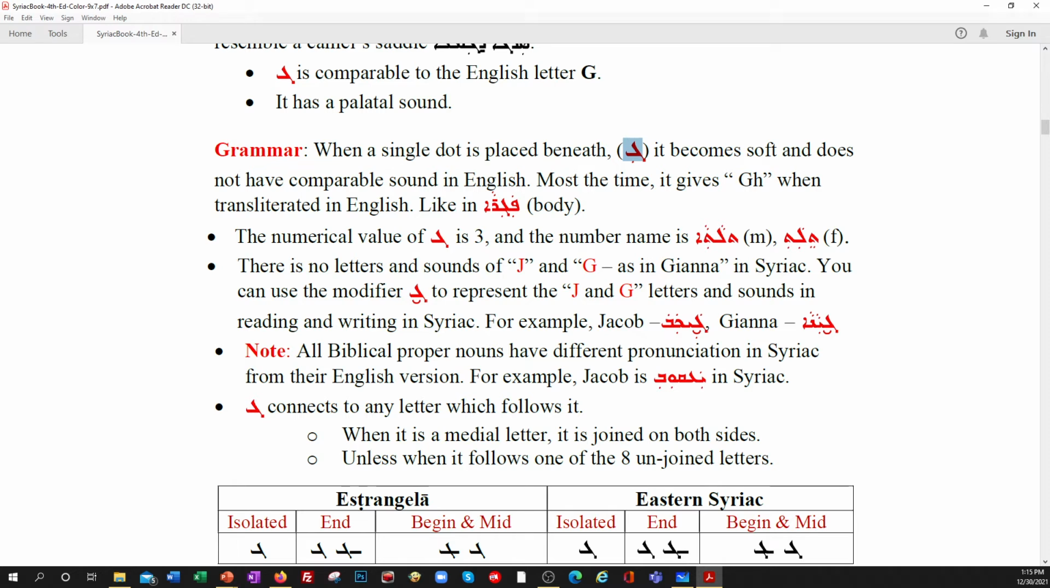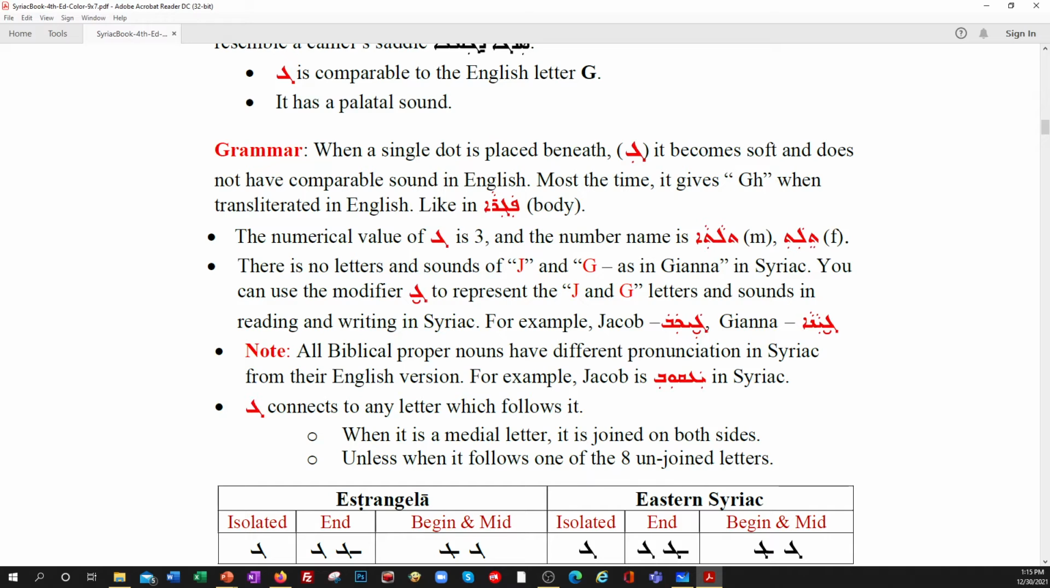Again, R. Okay? When you have a single dot underneath it, the sound is R. For example, pagra, pagra. Pagra means body. The numeric value of Gamal is 3, and the number name is ثلاثة for male, urza, and ثلث for female.